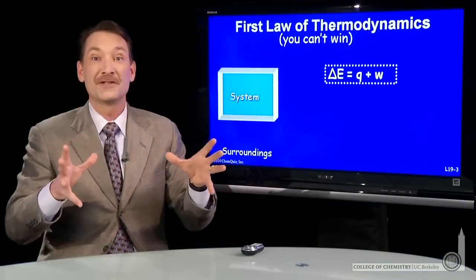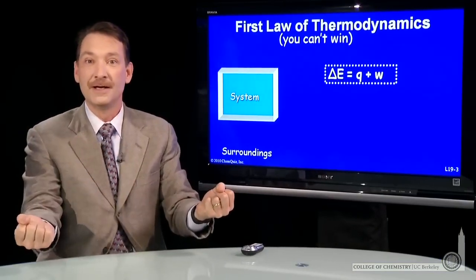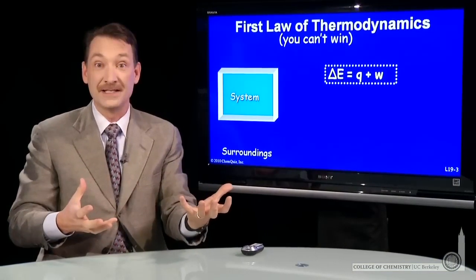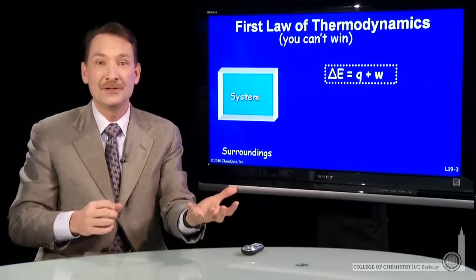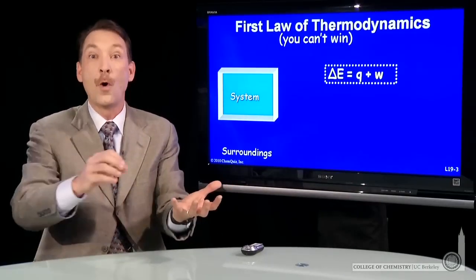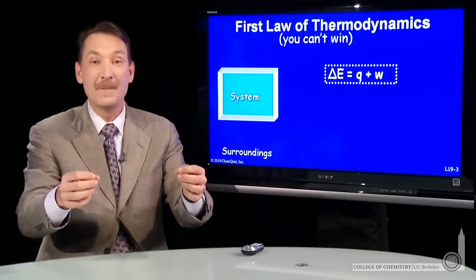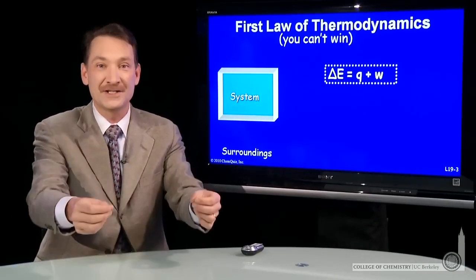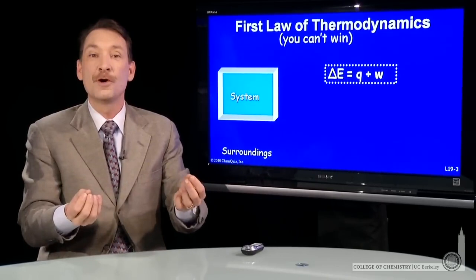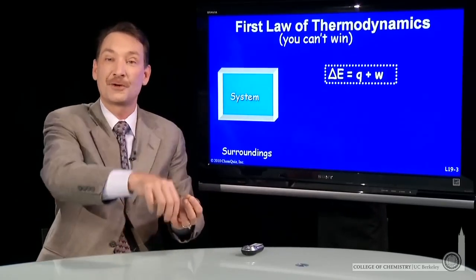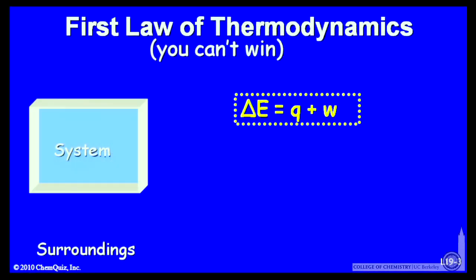Now, it's important that we understand the difference between energy, heat, and work. Energy is a quantity that a system can contain, and energy can be used to do work or transfer heat. Heat and work are mechanisms by which energy is transferred. Energy is something you can have. Heat and work are mechanisms for transferring energy between the system and the surroundings. Let's look at how that works.